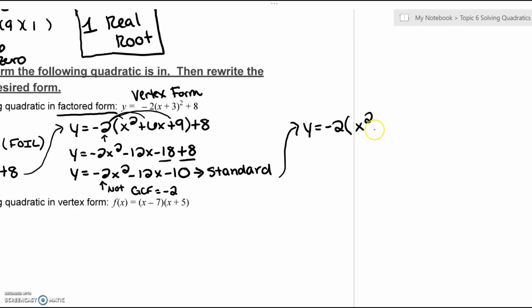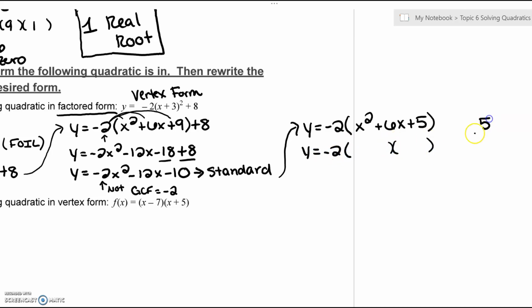-12x divided by -2 leaves me with positive 6x. And then -10 divided by -2 leaves me with positive 5. And hopefully this is super easy for us to factor. I'm not even going to put this in the box, because if I look at this, I know I have to factor it and make two sets of parentheses.